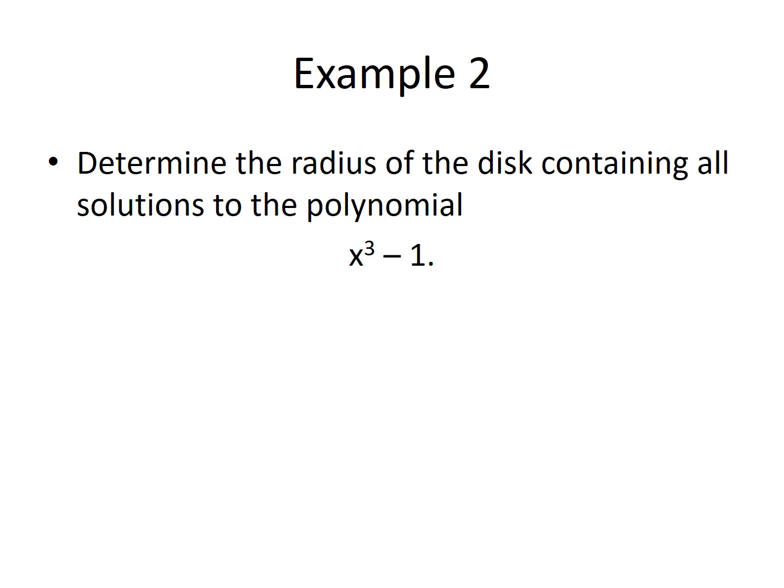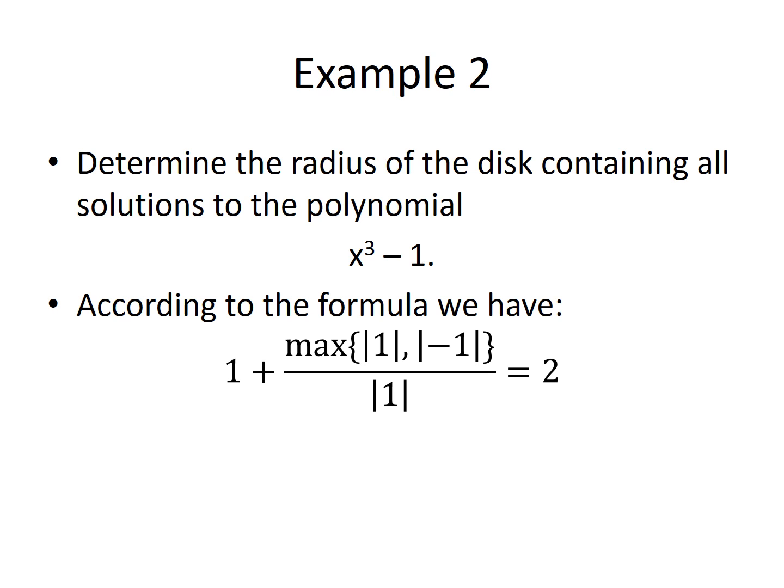Determine the radius of the disk containing all the solutions to the polynomial x cubed minus 1. Now, according to the formula, we take the maximum absolute value of all the coefficients of the polynomial. So in my example here, the coefficients are all either 1 or negative 1. And we take the absolute value of each one of those. In this case, we get 1. And then we take the maximum of that, which is 1.